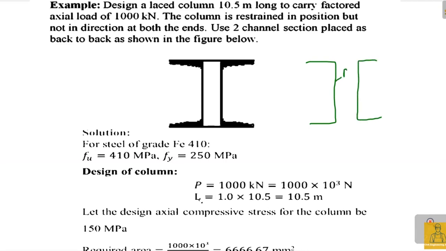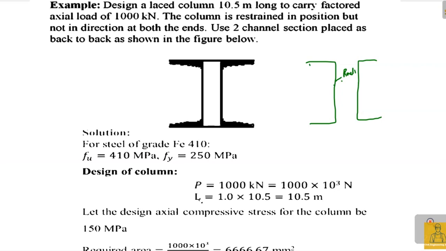And as I told you, this is back. So back of this channel is facing the back of this channel. So back to back connection. So now these two channel sections are to be joined by batten system or lacing system. Okay, but leave that for the next video. In this video, we are going to limit ourselves to design the built-up section.